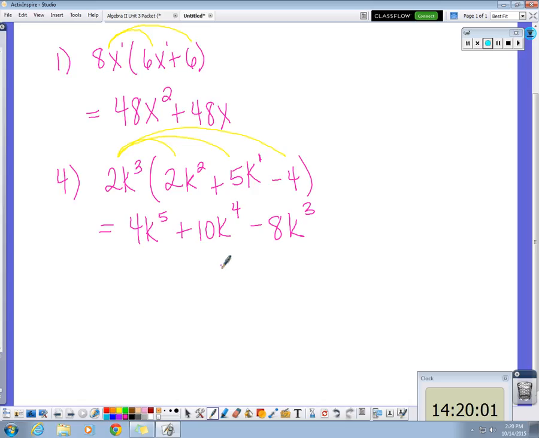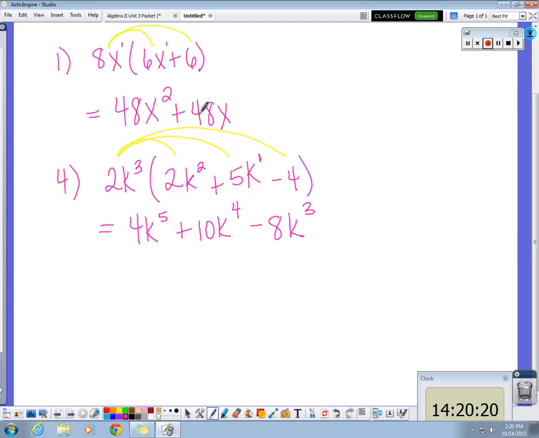So just for practice, let's name this polynomial. What's the degree? What's the highest? Okay, what do we call that? Quintic. And then how many terms does it have? 3, so that's called a trinomial. So this is a quintic trinomial.